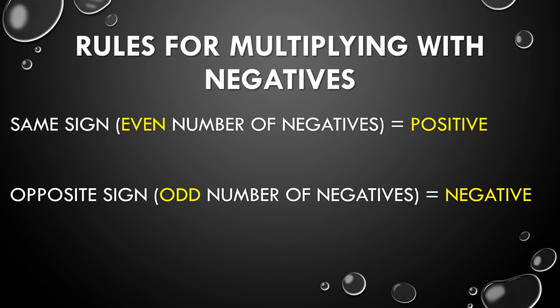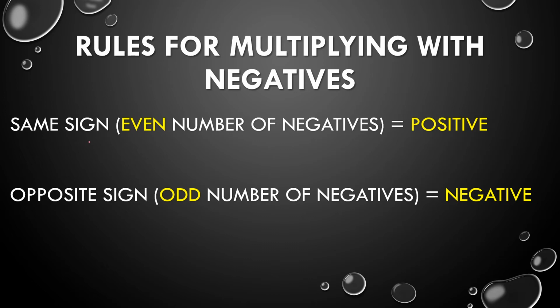Okay, some rules for multiplying and dividing, but multiplying right now with negatives. If you have the same sign or an even number of negatives, your answer will be positive. What that looks like is this. I'm going to do 2 examples.